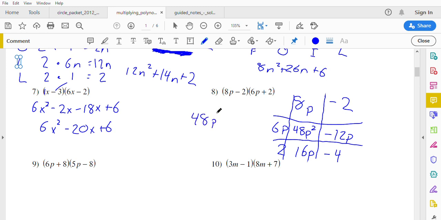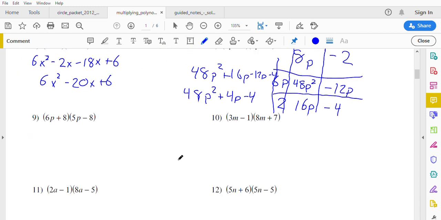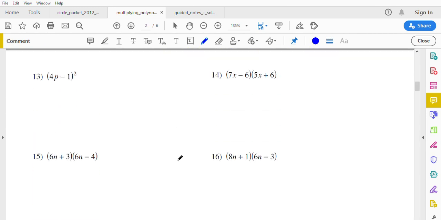It's still first, outer, inner, and last, okay? Sorry. Okay, and we can combine like terms, right? 48p squared. 16 minus 12 is going to be 4p minus 4. Okay, so again, you can do it this way if you like. I'll do one more that way, and then you can kind of do the rest of these as you wish.